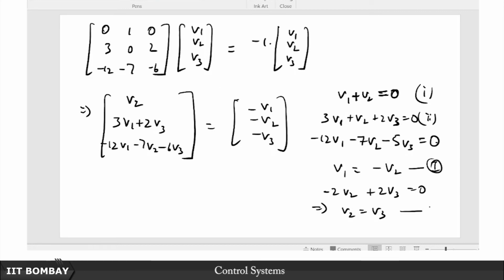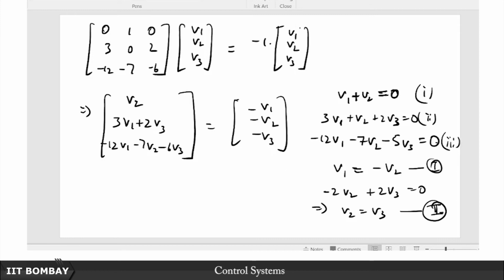This leads me to conclude that v2 is equal to v3. This is my second conclusion, and you will see that if you put it in the third, you get nothing new. You just plug in these two conditions, so you put in v1 is equal to this, and it will be identically 0 on either side. That is typically how it is. So you have to deal with only n minus 1 of these equations.